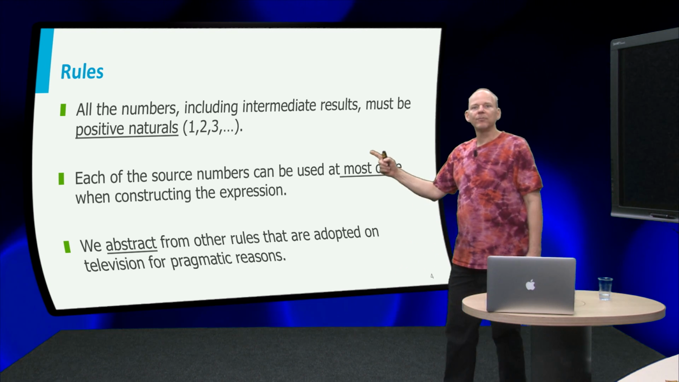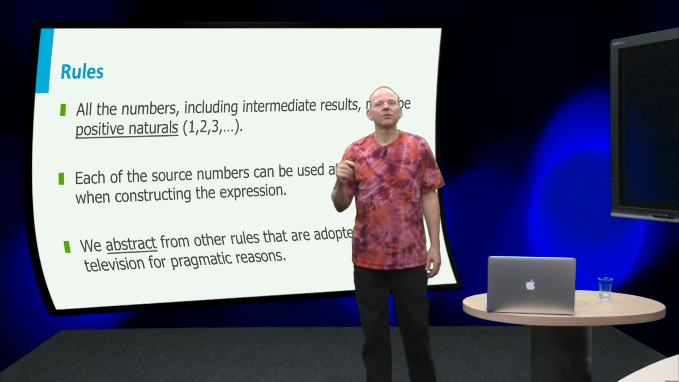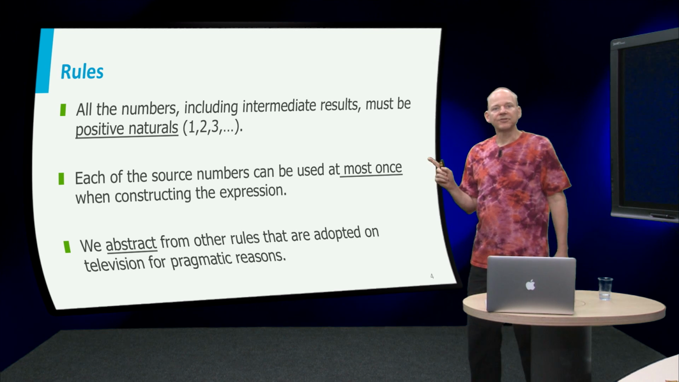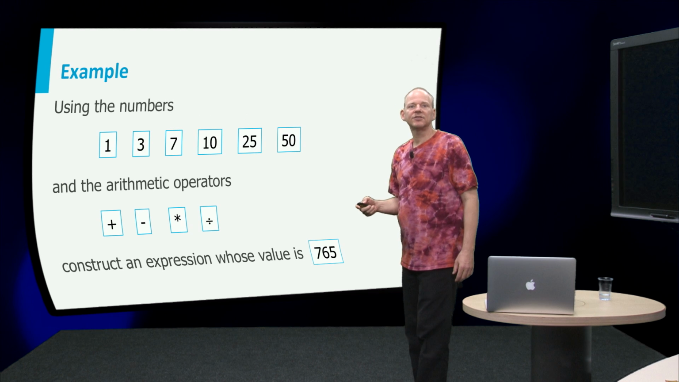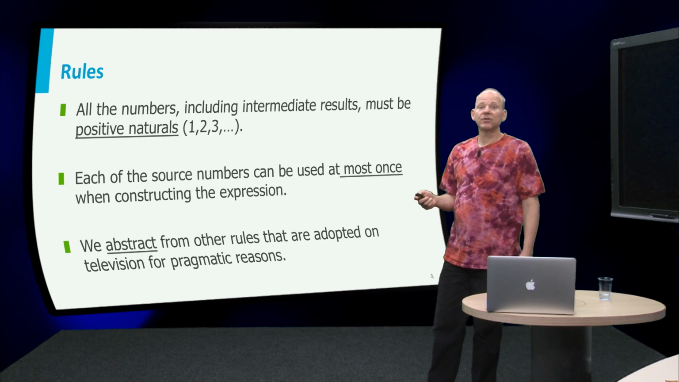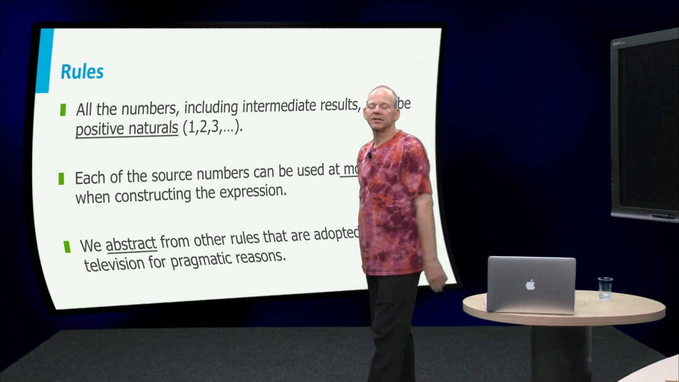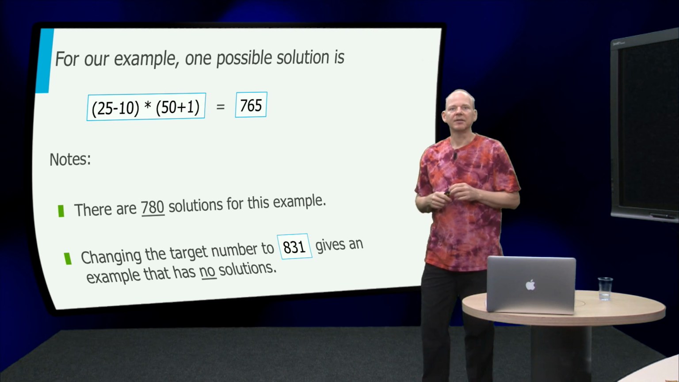Okay? There are a couple more rules. All numbers, including intermediate results, must be natural numbers. They must be positive. Each of the numbers in the original set can be used only once. And then there's another set of rules, but we keep things simple right here.